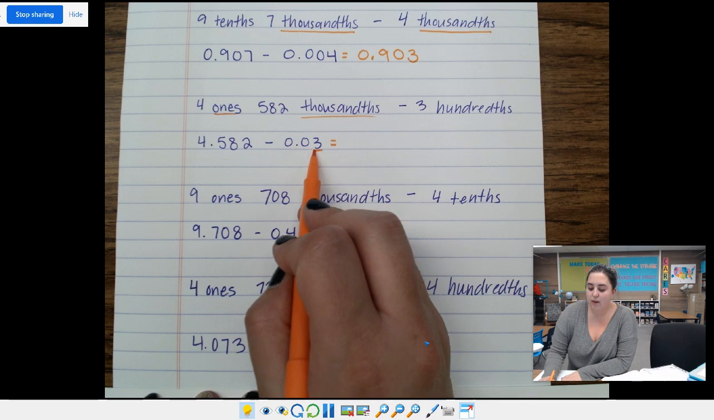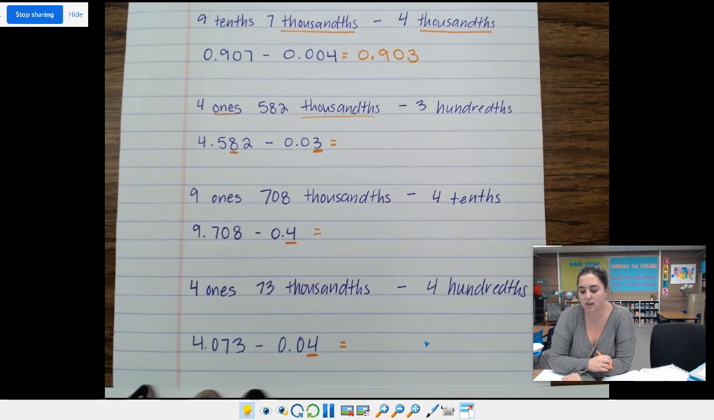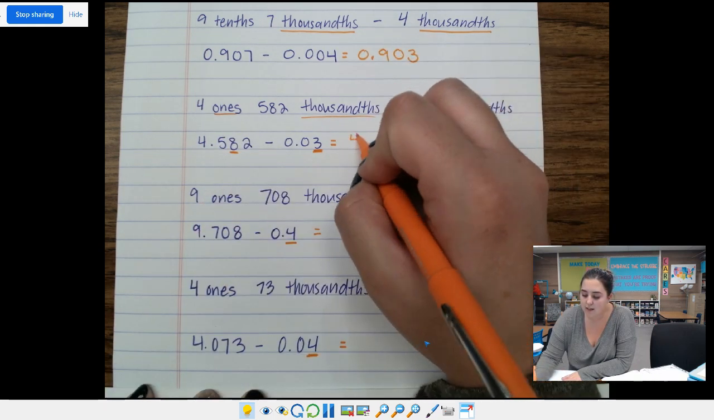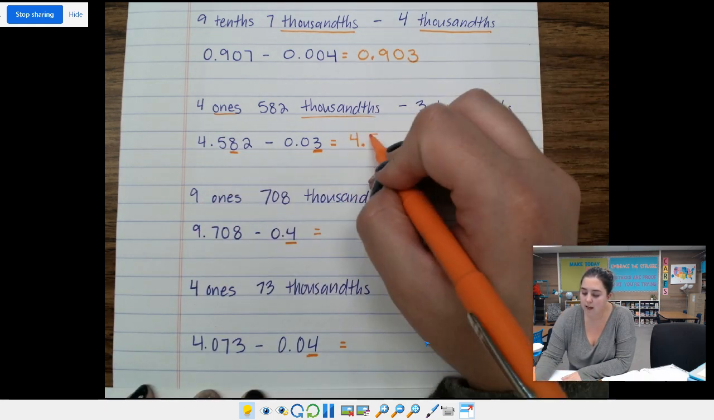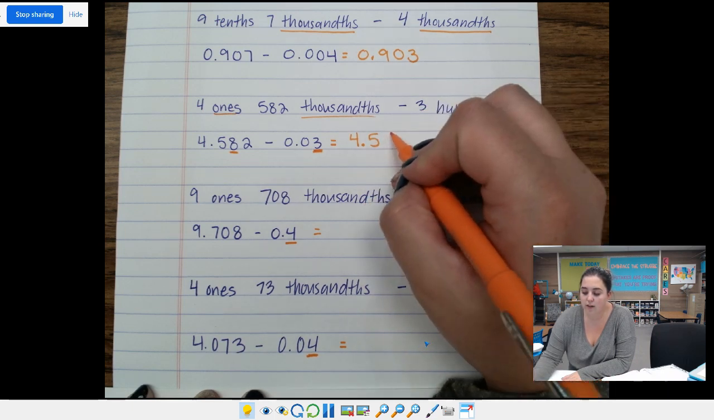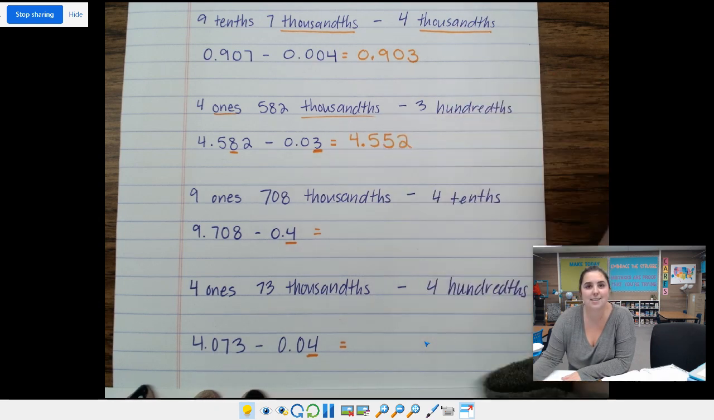On this one, we had 3 hundredths. Our 8 is in our hundredths place. So if we're taking away 3 from the 8, our 4 ones stay the same, our tenth stays the same, and our hundredths, 8 minus 3 is 5, and our thousandth stays the same.